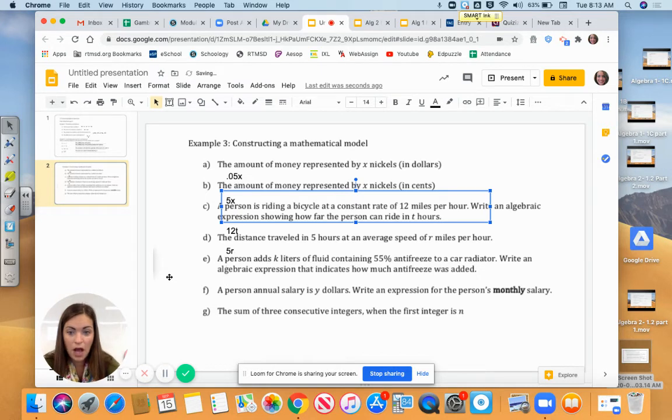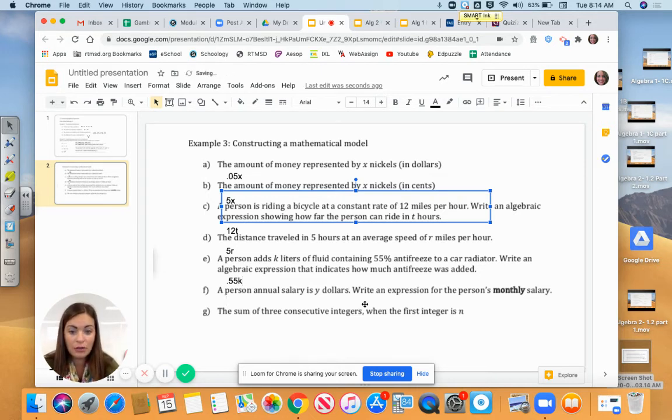The next one. A person adds K liters of fluid containing 55% antifreeze to a car radiator. Write an algebraic expression that indicates how much antifreeze was added. All right, so we have a number of liters, which is K, and 55% of that is going to be antifreeze. Whenever we have percents, we have to change these to decimals. So we move the decimal point from where it's at to the left. Right now it's in between the 5 and the percent sign right here. So in decimal form, it would be 0.55. And we would multiply that by K to show how much fluid was antifreeze.